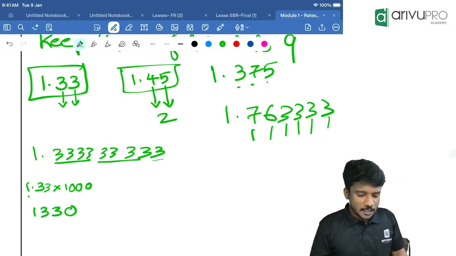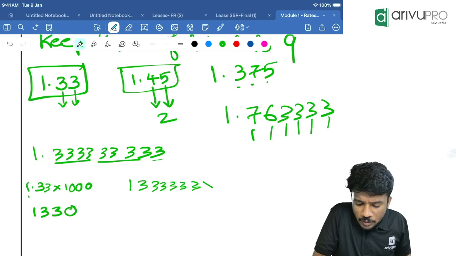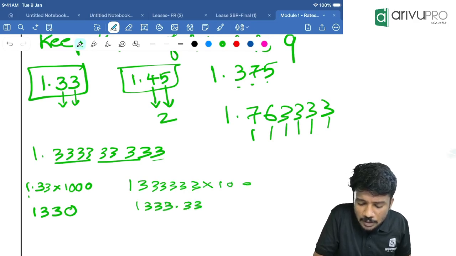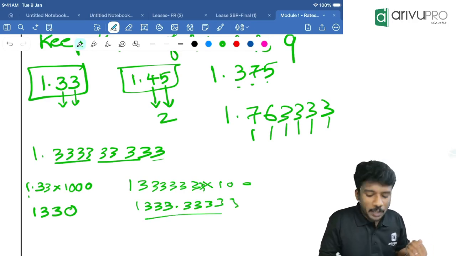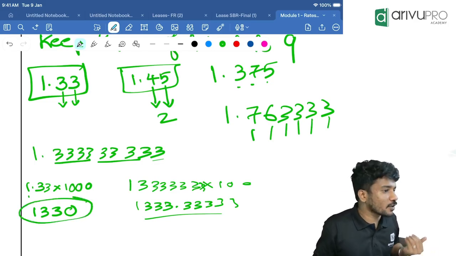1330. Now 1.333333 into 1000 is how much? That is 1.3333333 etc., with more threes if more are there. So what will happen? Our value will go wrong. Our approximation will go wrong.